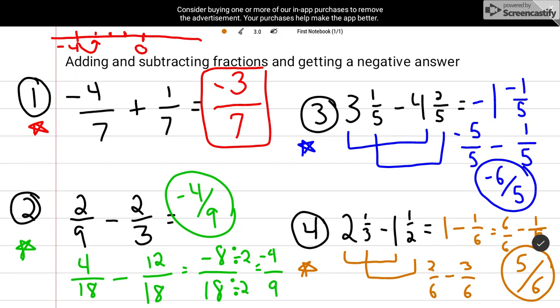There are many different ways that you can add or subtract fractions and get negative values. So you're going to see a lot more examples on this channel of how to do all of these.